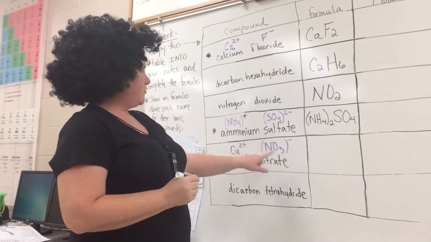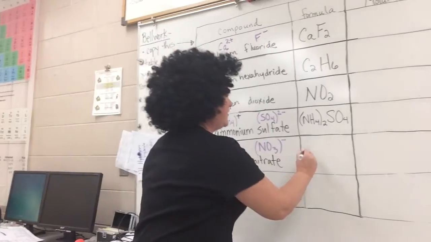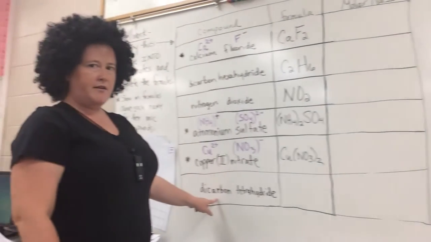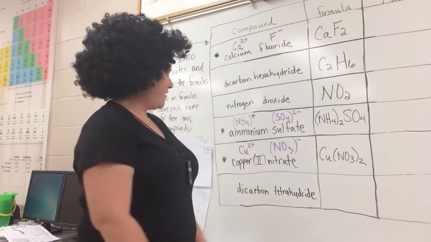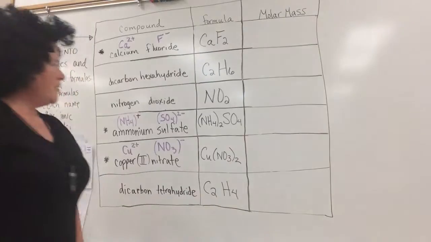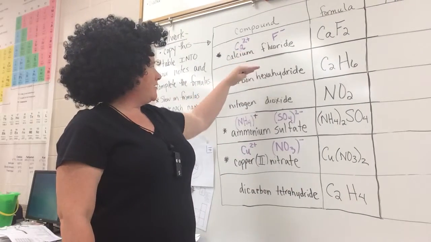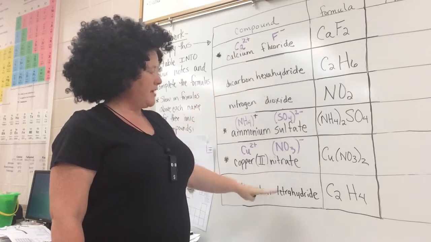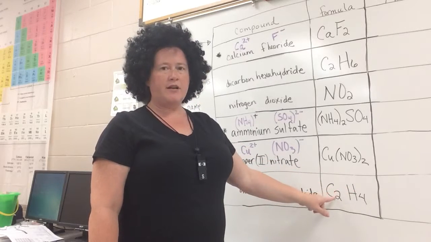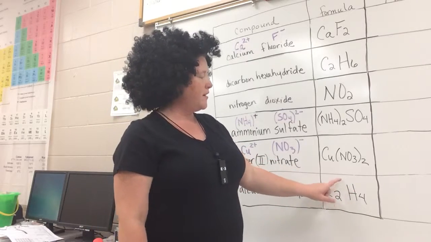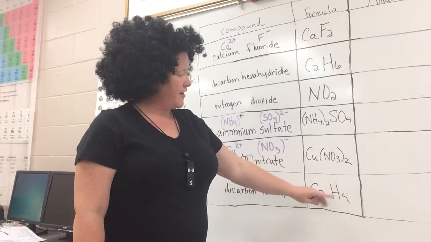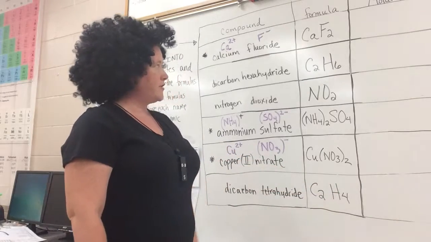Copper 2 nitrate, the 2 comes down in front of this nitrate group to give us Cu(NO3)2, and then dicarbon tetrahydride is C2H4. One of the things with the molecular compounds, those that contain prefixes and nonmetals, is that we don't simplify them into simpler compounds, because what we're saying here is that 1 molecule of dicarbon tetrahydride will have 2 carbons and 4 hydrogens.